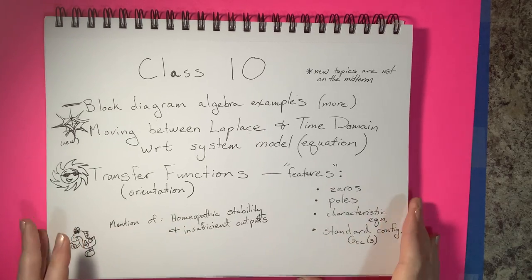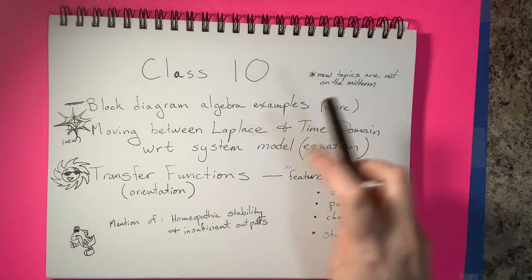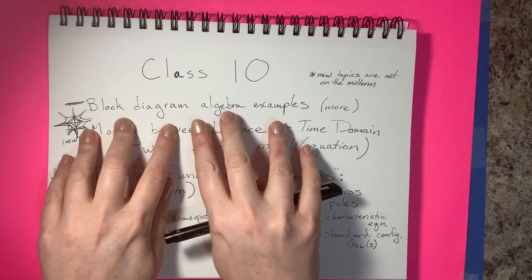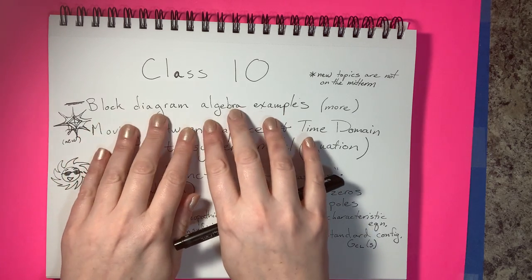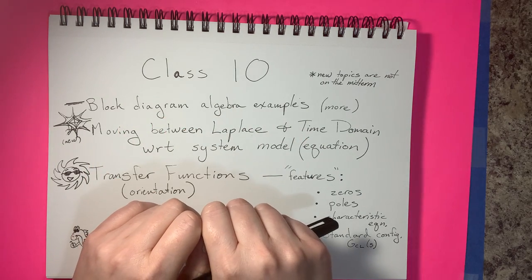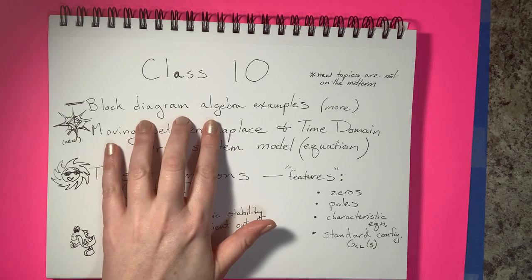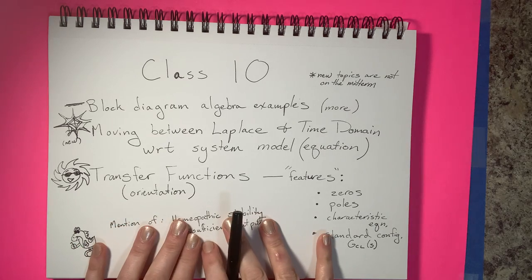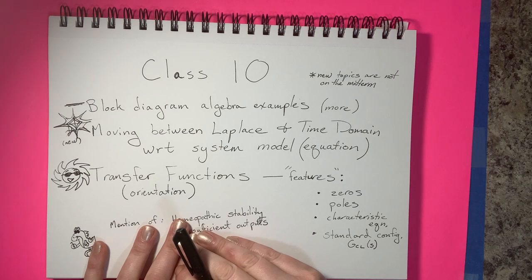This is going to be the lecture for class number 10. In this class, the first thing I'm going to go over is more block diagram algebra examples, and that will be a continuation from last class, and it'll also have to do with the very last homework question for homework set number 4. The rest of this lecture is not going to pertain to the midterm, so I'll make sure to let you know if you want to stop the video at that point and pick it up later, okay?